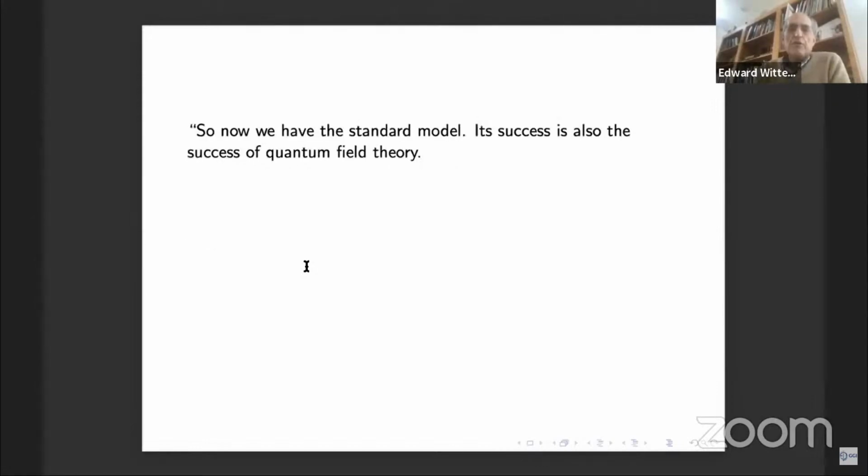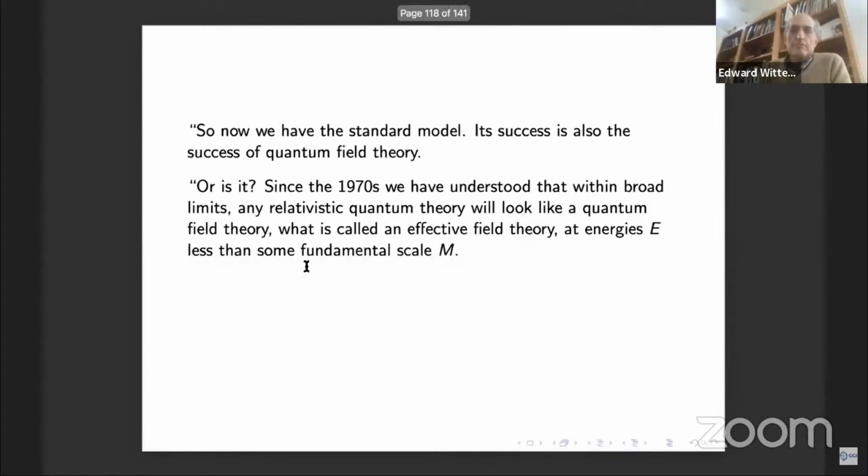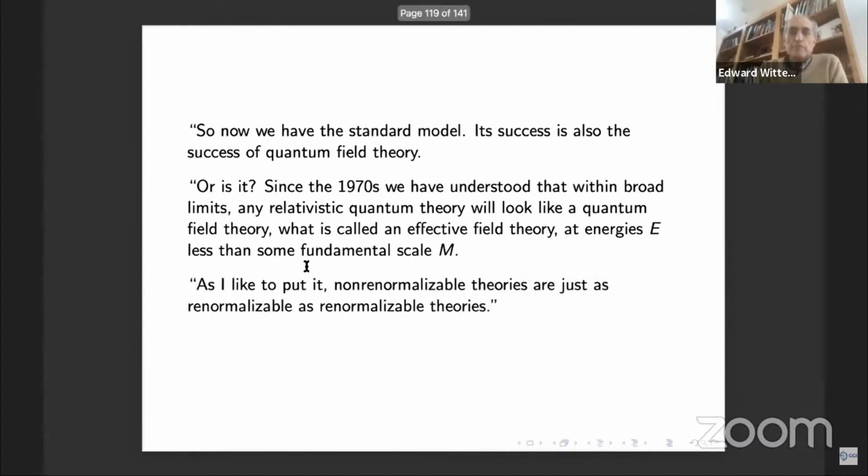So now we have the standard model, he writes. He says, I guess, since this was originally a lecture, its success is also the success of quantum field theory. Or is it? Since the 1970s, we've understood that within broad limits, any relativistic quantum field theory will look like a quantum field theory, what's called an effective field theory, at energies E less than some fundamental scale M. As I like to put it, non-renormalizable theories are just as renormalizable as renormalizable theories. This is what he'd proved one version of in the paper with Gomez that I mentioned before.